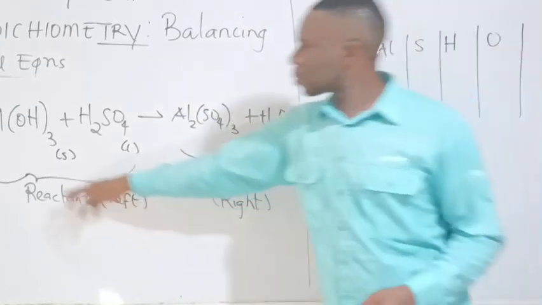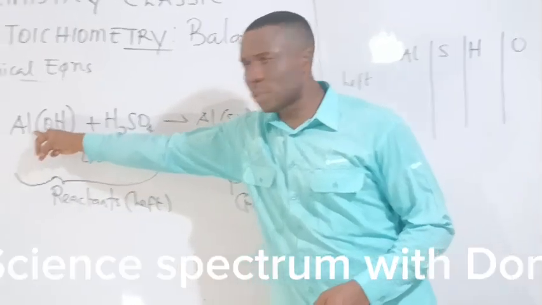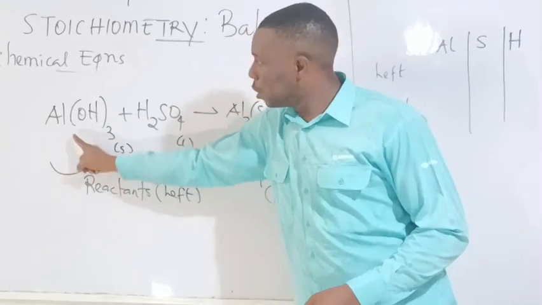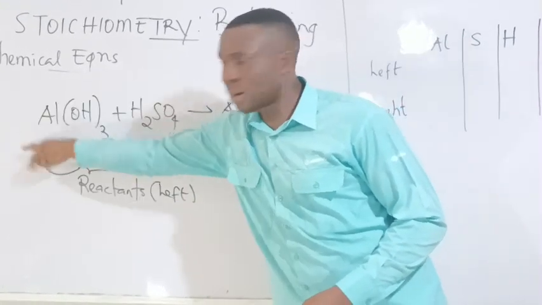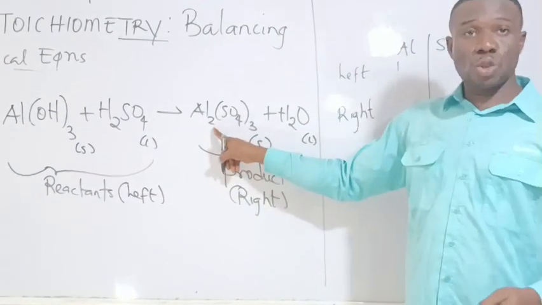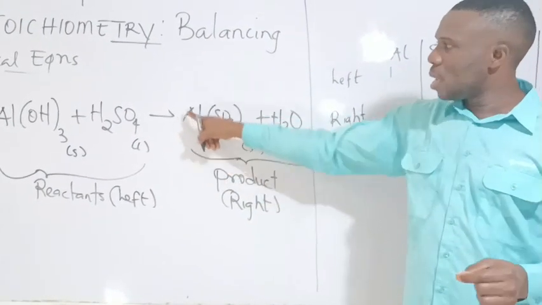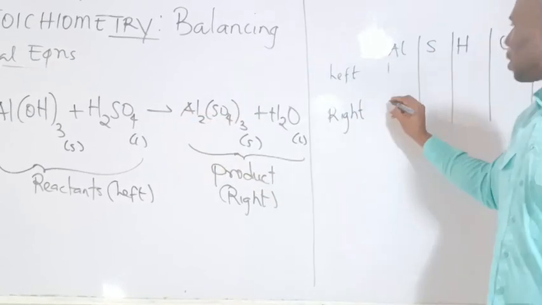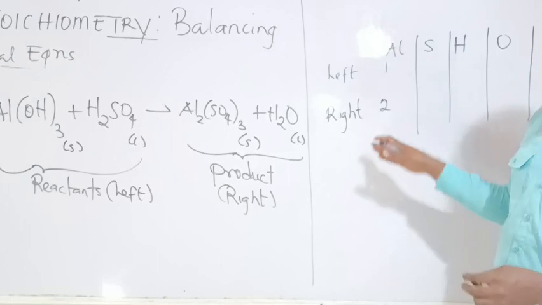So aluminium, to start with, there is a subscript of 1, and there is a number at the back which we call the coefficient. So this subscript of 1 times 1 at the back makes it 1 on the left. And on the right, the subscript is 2, and 1 at the coefficient. So 2 times 1 makes it 2 on the right side, that's for aluminium.